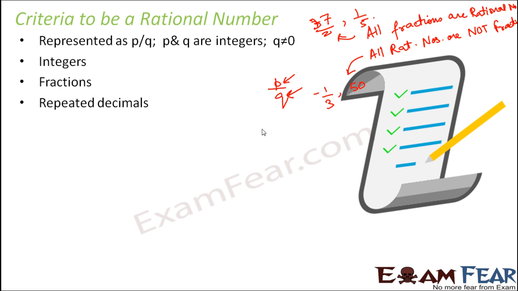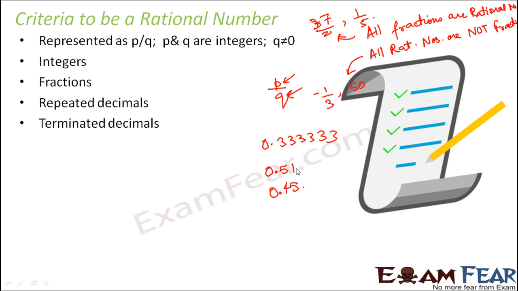Repeated decimals, for example 0.3333 and so on, are also rational numbers. Terminated decimals, where you have a limited number of digits after the decimal point, like 0.51, 0.45, are all examples of terminated decimals. So all of these fall under the category of rational numbers.